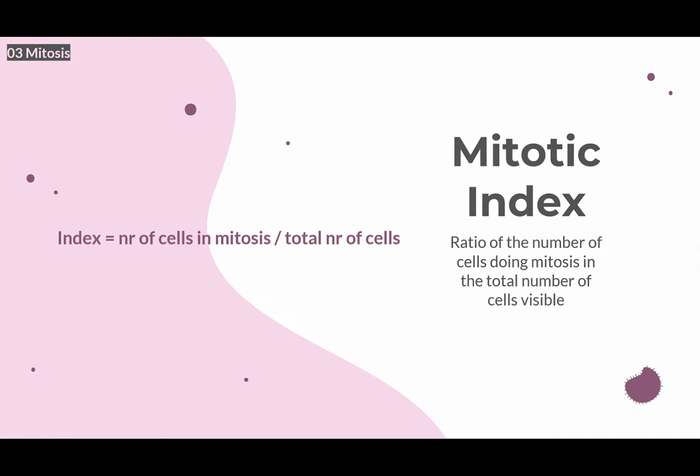Lastly, for mitosis, we have the mitotic index that shows the ratio of the number of cells undergoing mitosis to the total number of visible cells. And this is an important prognostic tool for cancer, actually. The index is calculated by dividing the number of cells in mitosis by the total number of cells.